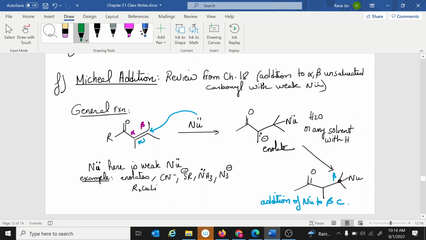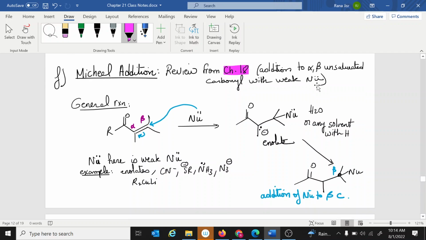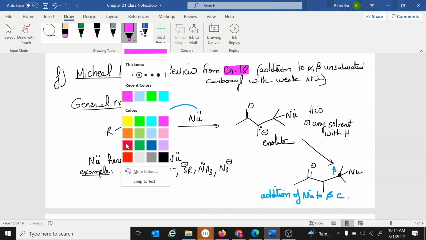Michael addition, we've talked about it in chapter 18. We didn't name it Michael back then. We named it addition to the alpha beta unsaturated carbonyls with a weakened nucleophile, and that was the last section in chapter 18. Refer to that. It is called a Michael addition. So Michael addition is whenever you have an enolate. So enolates are a must with Michael addition.